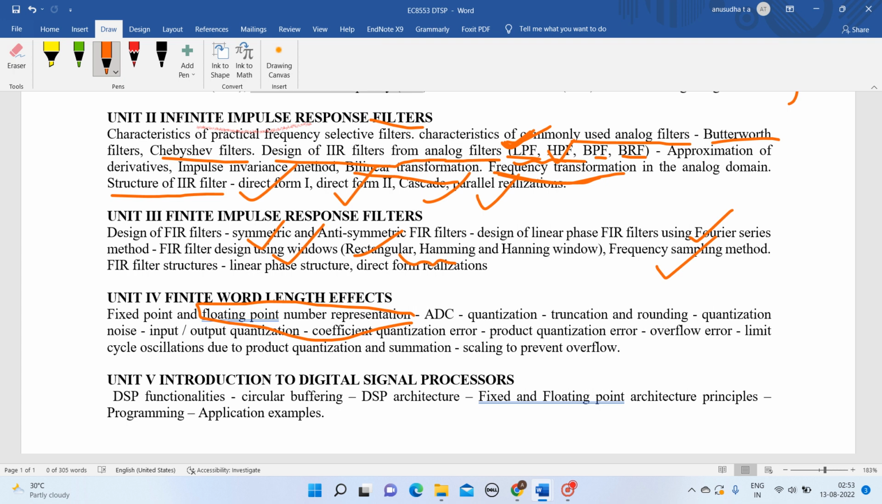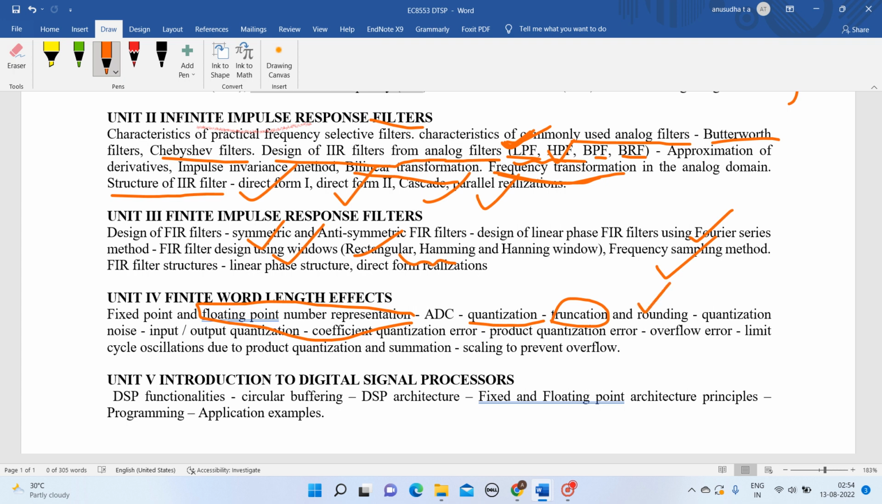Here, the floating point number representation is very important from the exam point of view. Then analog to digital conversion. In this conversion, we are discussing quantization. In this quantization, we are discussing truncation and rounding. These two methods are there to perform the quantization. They will ask which method is better to perform quantization. There is some drawback in the truncation method, so the rounding method is better than the truncation method.